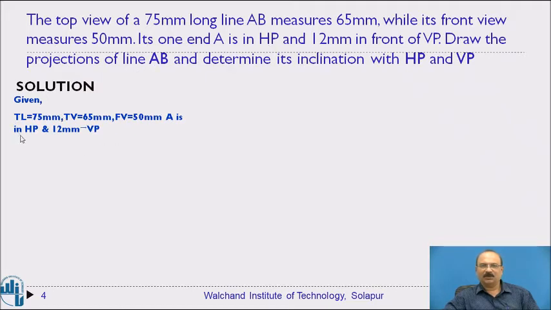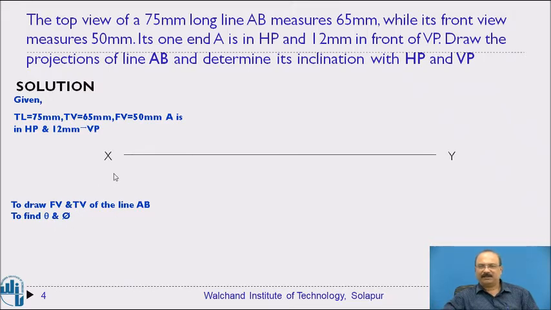You are expected to write the given conditions first, then start the solution of this problem. Here we have to draw the front view and top view of the line AB and find the angles theta and phi. Theta is the angle made by the line with the HP and phi is the angle made by the line with the VP.